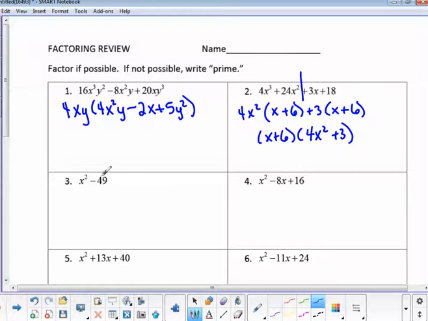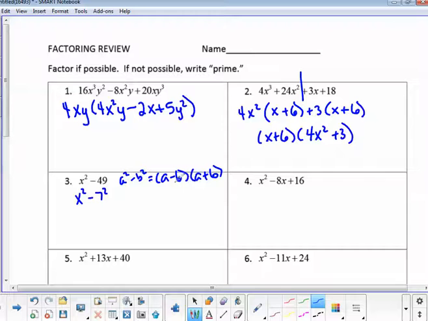Alright, problem 3 is an example of difference of squares. The pattern for difference of squares is a squared minus b squared equals a minus b times a plus b. So this is already a square, and we need to make the 49 into a square. So I can write this as x squared minus 7 squared, because 7 squared is 49.